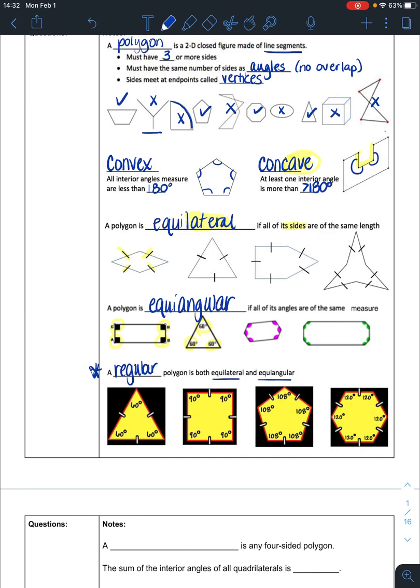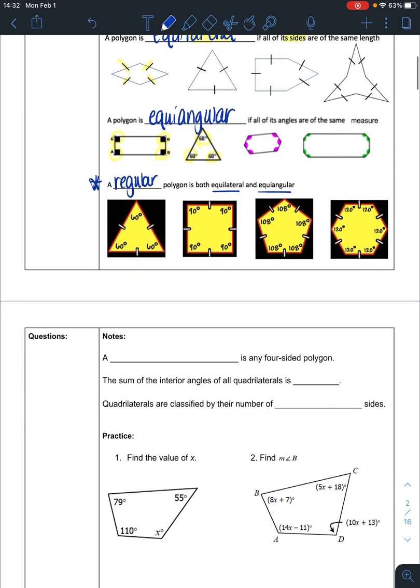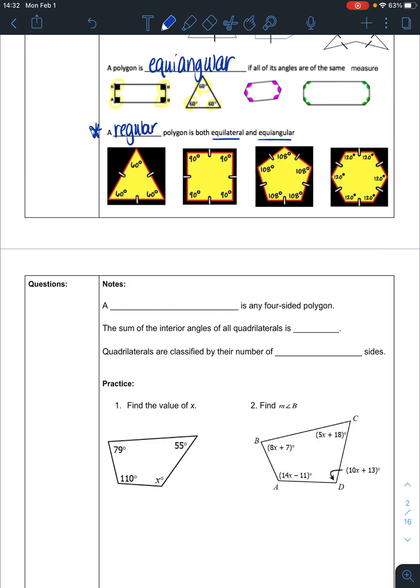a regular figure. So notice that you've got this triangle, and the equiangular triangle has 60-degree angles. A square has 90-degree angles. The pentagon has 108-degree angles, hexagon 120, and so on.